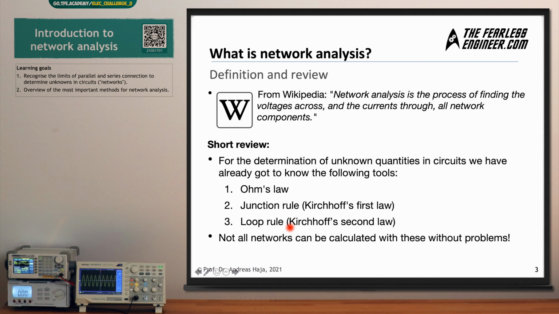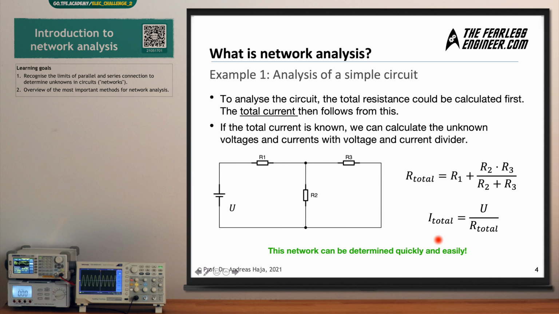And note that not all networks can be computed with these without encountering problems, which is what we're going to talk about now. The first example here is a very simple circuit, and this can totally be solved with the tools we have at hand already. In order to analyze the circuit, the best method is to find the total resistance, to compute this one first, and also the total current then easily follows from this. And if the total current is known, we can compute the unknown voltages and currents using the voltage and current divider rule. Let's have a look at this network here briefly.